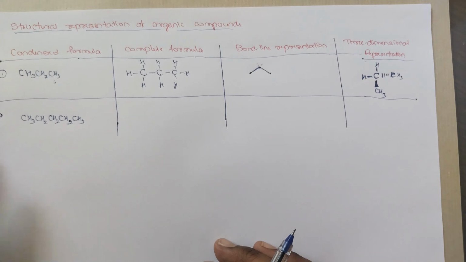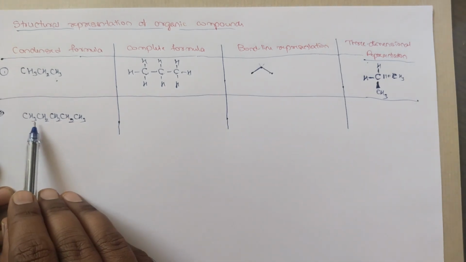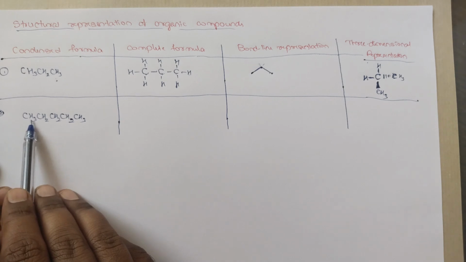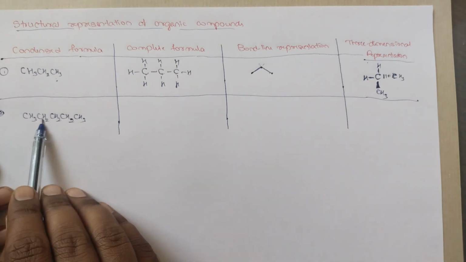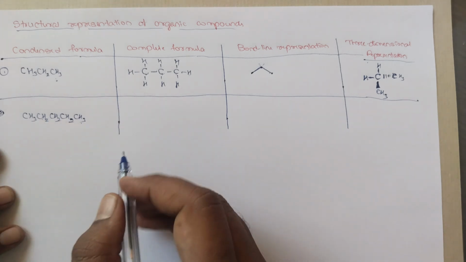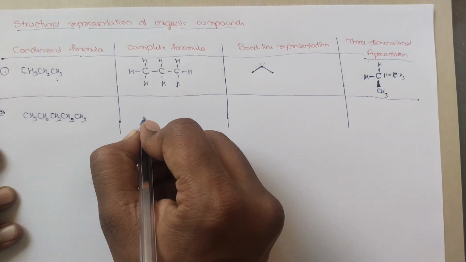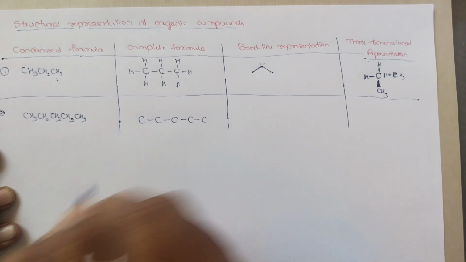Okay, next example is pentane. This is the condensed formula. There we have not shown the bonds, we have just shown the molecular formula, CH3 CH2 CH2 CH2 CH3. Then we shall write the complete formula. How many carbons are there? 5 carbons are there.